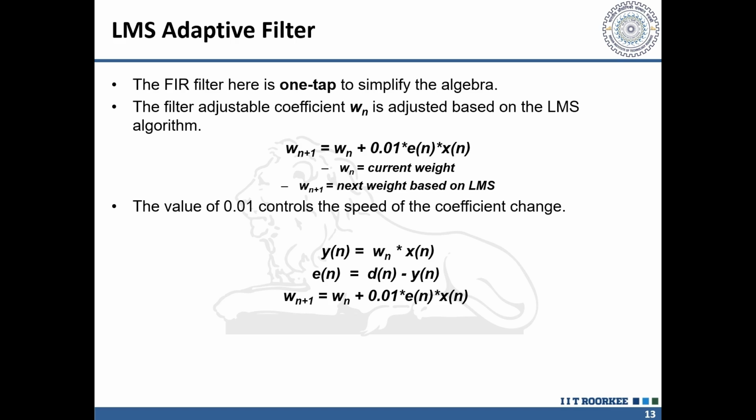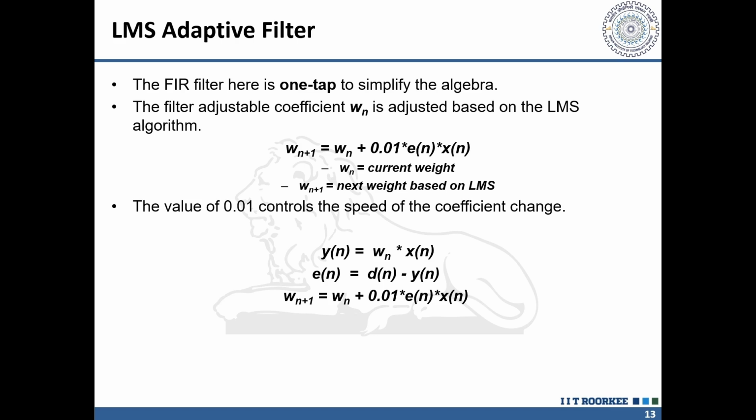The filter adjustable coefficient W(n) is adjusted based on the LMS algorithm. W(n+1) is equal to W(n) plus 0.01 times e(n) times x(n). W(n) is the current weight, W(n+1) is the next weight based on the LMS. The value of 0.01, which is the learning rate, is chosen arbitrarily and controls the speed of the coefficient change. y(n) is equal to W(n) times x(n), while e(n) is equal to d(n) minus y(n).